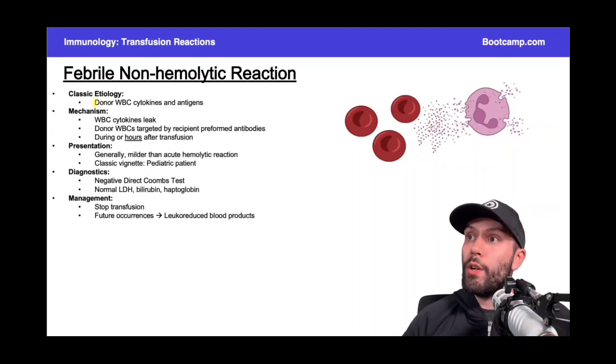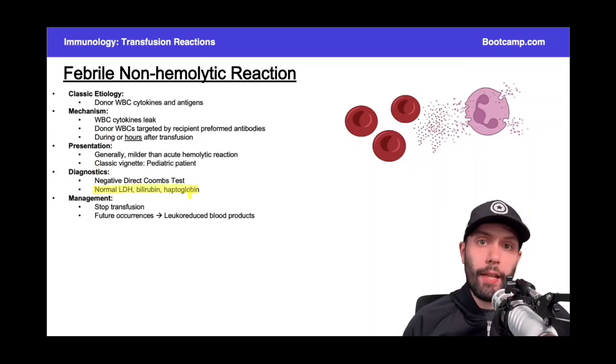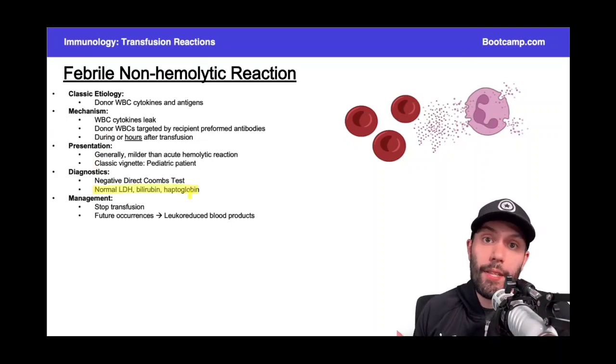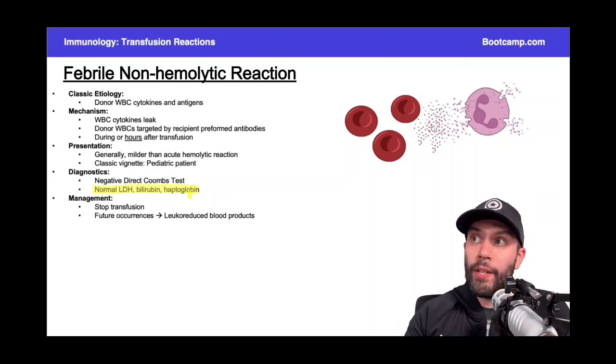So we're saying that this is a non-hemolytic reaction. It's right there in the name. And I don't want to jump too far ahead, but you can see right here, non-hemolytic, right? We're going to have normal labs. We're not going to have hemolysis labs that indicate that we have red blood cells being broken down. It's in the name, right?